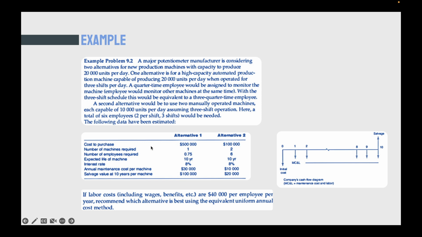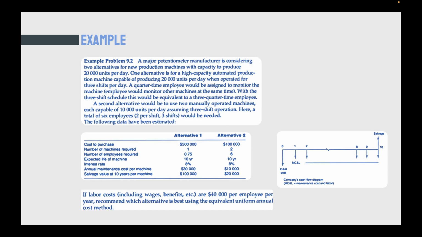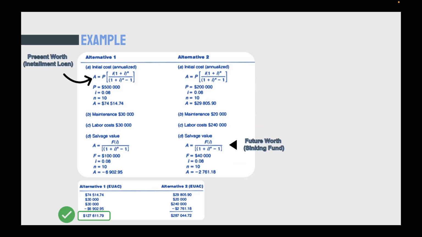Now, if you break it down: cost of purchase, number of machines required, number of employees, expected lifetime of the machine or life expectancy, and your interest rate. If the labor costs are 40,000 per employee per year, recommend which alternative we should go with that will be cheaper for us and more durable.